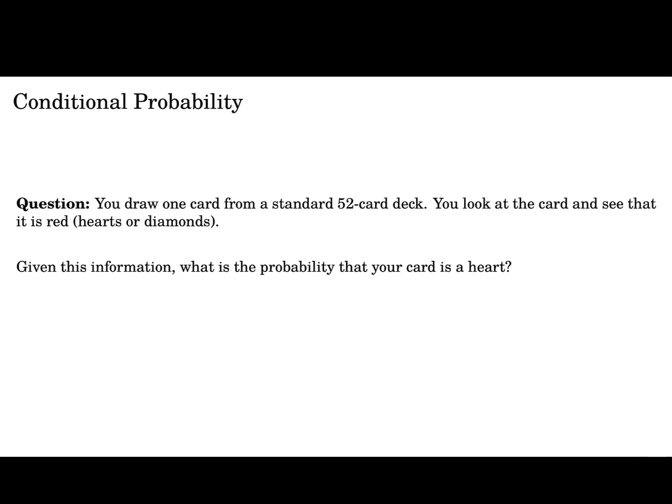So this is not exactly the same as just asking what's the probability of drawing a heart, right? Because now we have extra information, and so that information essentially changes the sample space, right? So let's think about this. So the idea was that originally you have 52 cards essentially. So this is like your sample space.